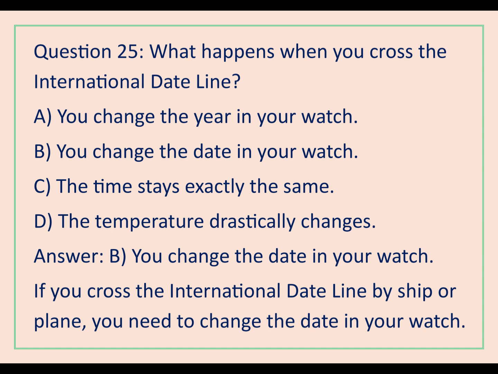Question 25. What happens when you cross the international date line? A. You change the year in your watch. B. You change the date in your watch. C. The time stays exactly the same. D. The temperature drastically changes. Answer. B. You change the date in your watch. If you cross the international date line by ship or plane, you need to change the date in your watch.